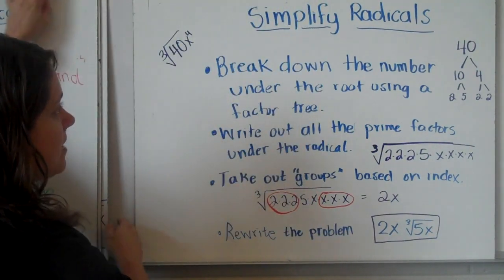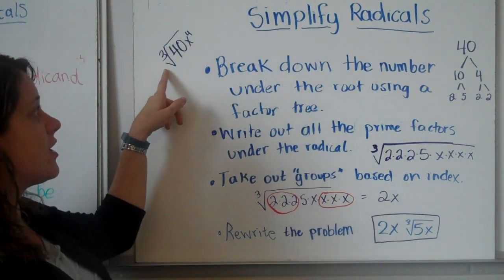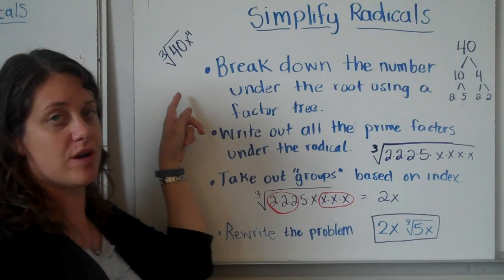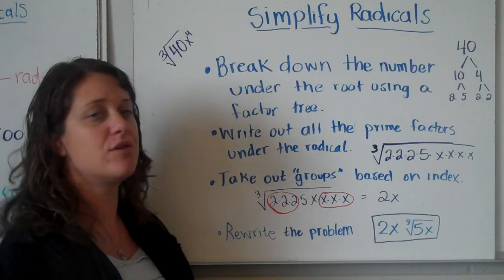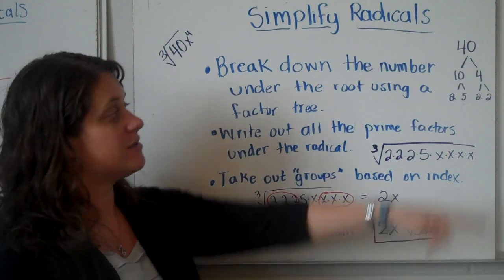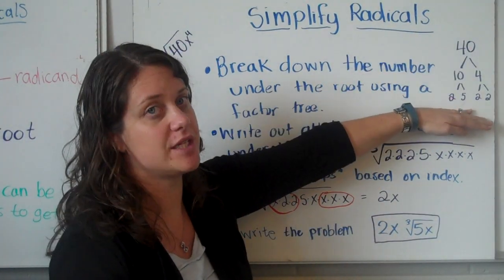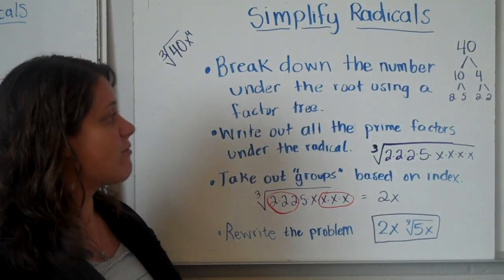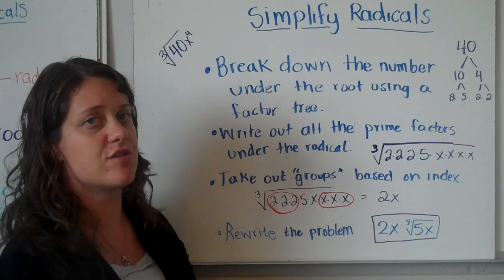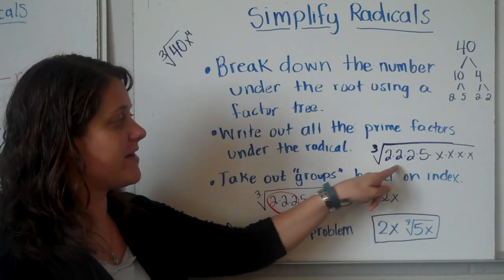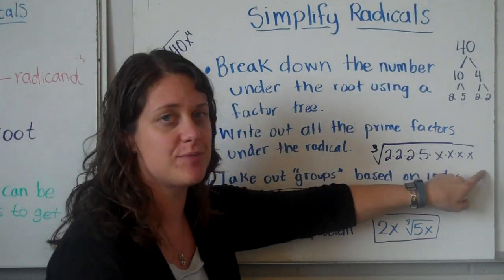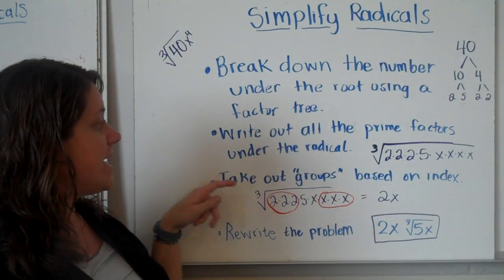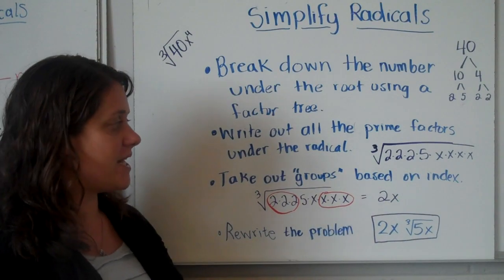when I solve these problems, for example, if I'm solving the cubic root of 40x to the fourth, when I solve them, I need to break down the number under the root using a factor tree. So step 1, use a factor tree. Okay, the second thing, write out all the prime factors under the radical. So I write out the prime factors in numerical order, and then if I have any variables, I can spread them out. Take out groups based on the index.